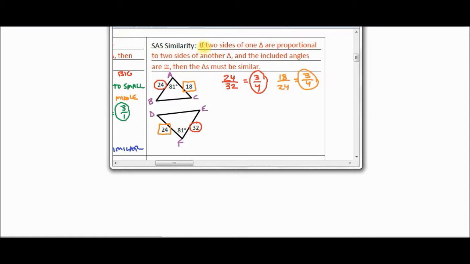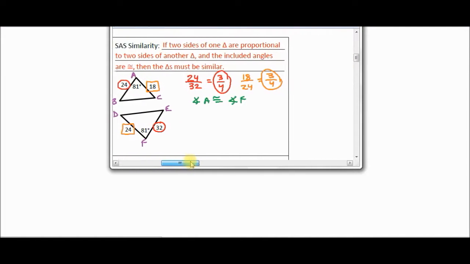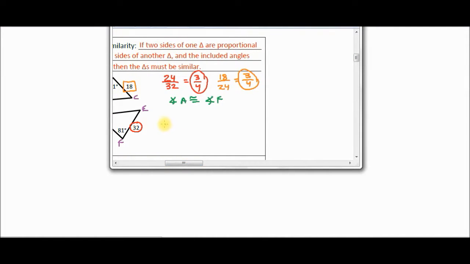Now side angle side similarity says all we got to do now is prove that the included angle, which is the angle in between those two proportional sides, if that angle is congruent, then we have similar triangles. We can see right now that angle A is definitely congruent to angle F. So now we've got side, angle, side, and now we can say, just like over here, the triangles are similar.